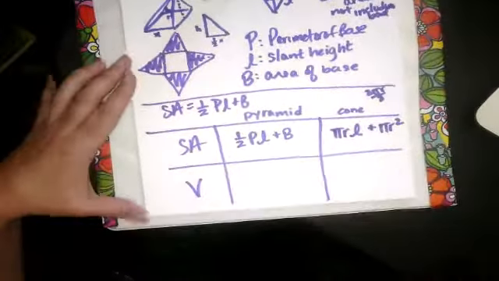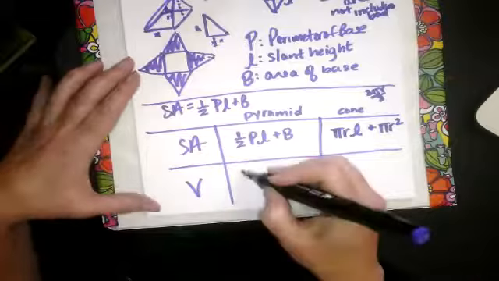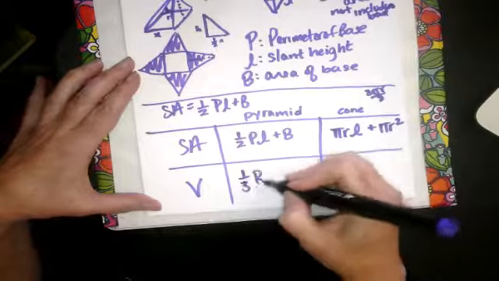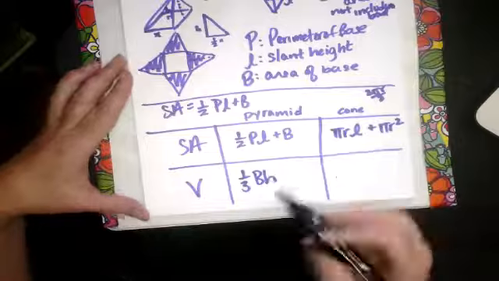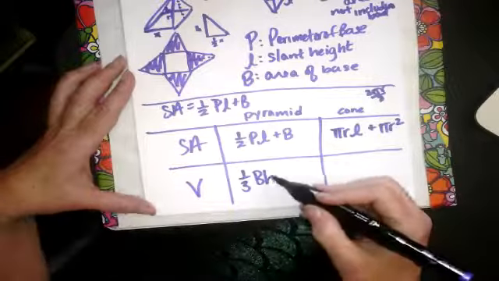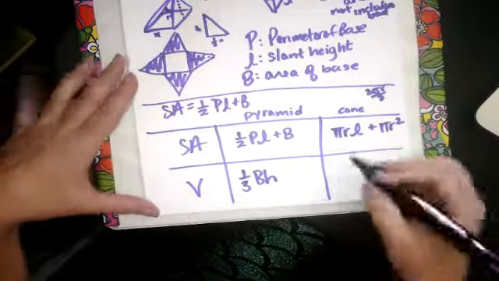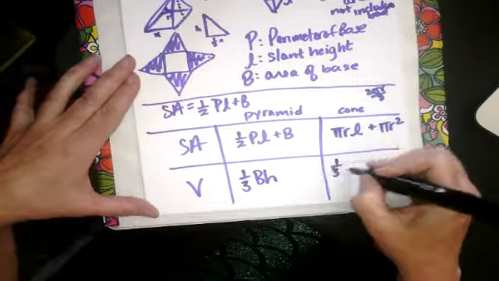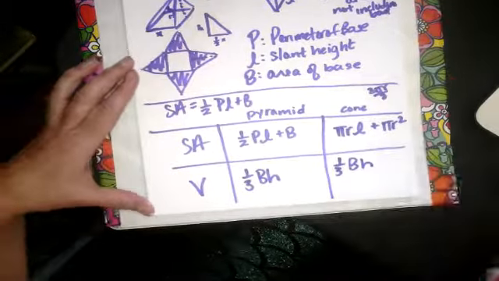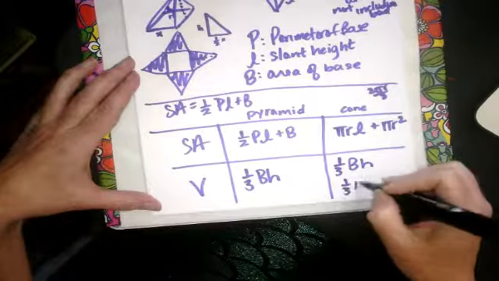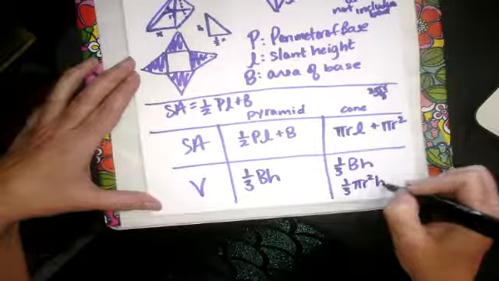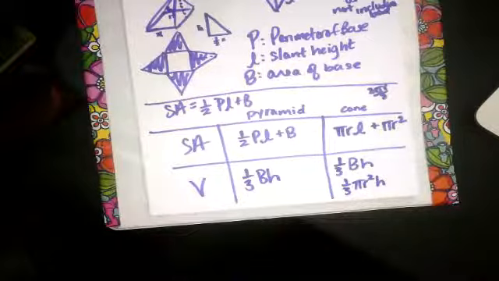And then for the volume, it's the same general formula for both, which is 1/3 times base times height. And again, the base is the area of the base. So very similar to the prism and the cylinder. And then this one also is 1/3 b times h, but you'll often see that as 1/3 pi r squared times h, because the area of a circle is pi r squared.